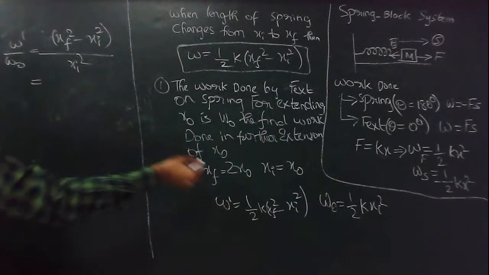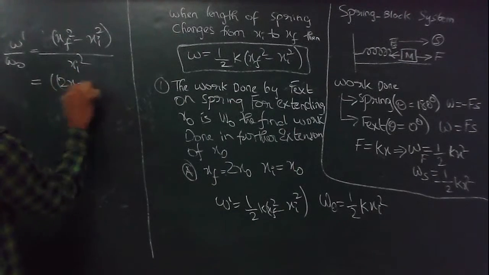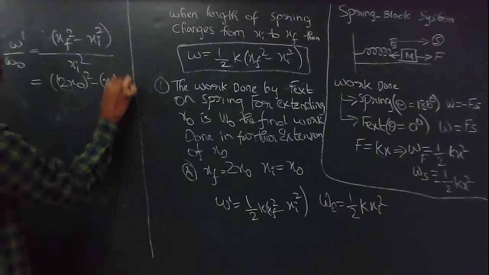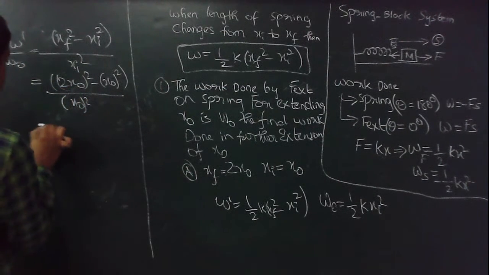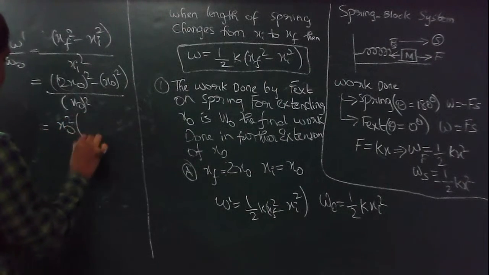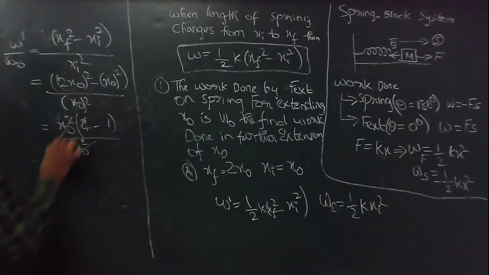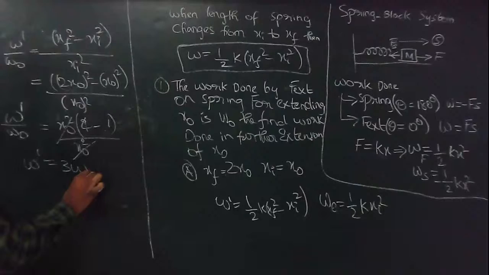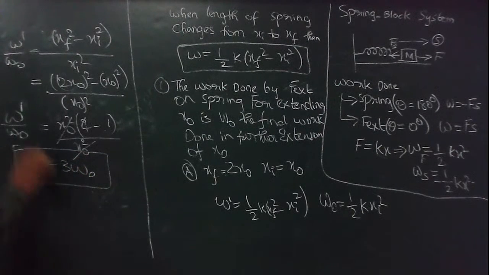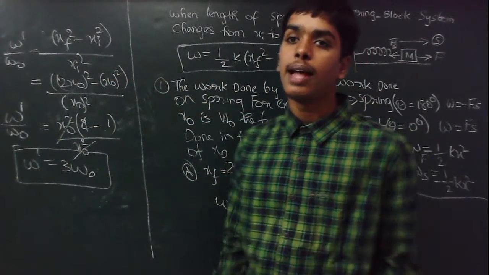Okay, let's substitute here: 2x naught whole square minus x naught whole square upon x naught whole square. That's common x naught square, and here it is 4 minus 1 upon x naught square. So W dash by W naught is equal to 3. So W dash is equal to 3 W naught. This is the answer. Okay. Now first copy this. We will discuss the next problem.